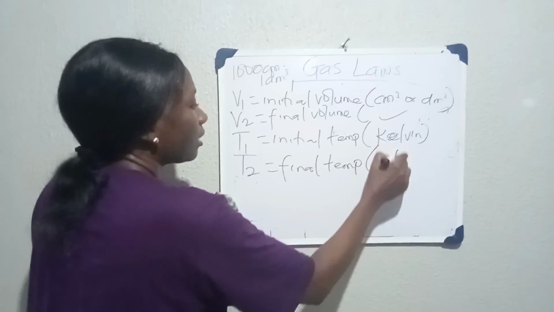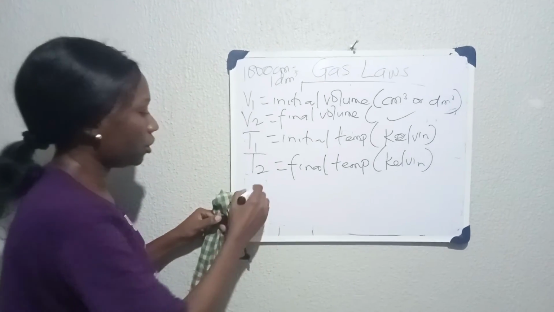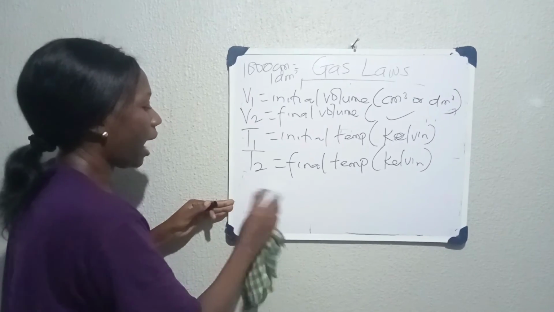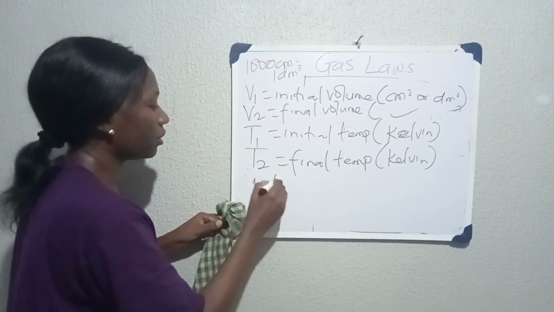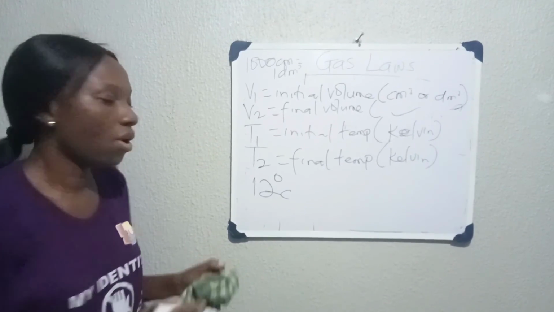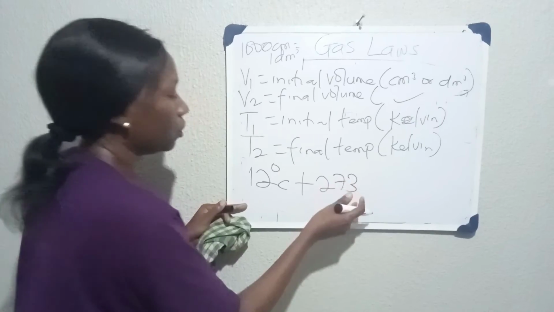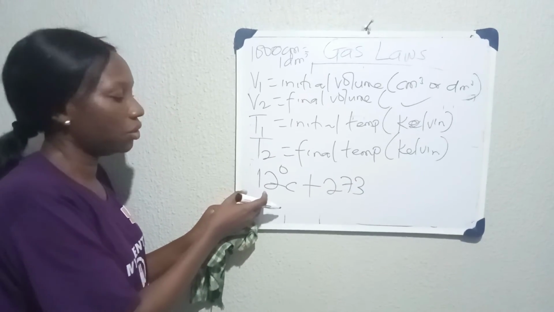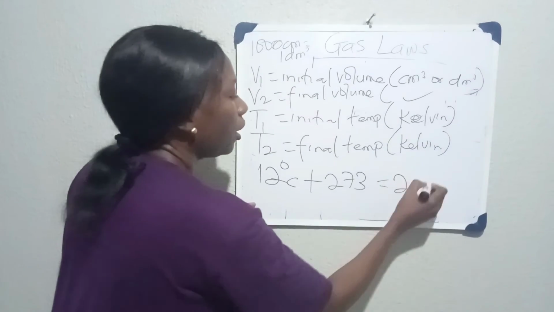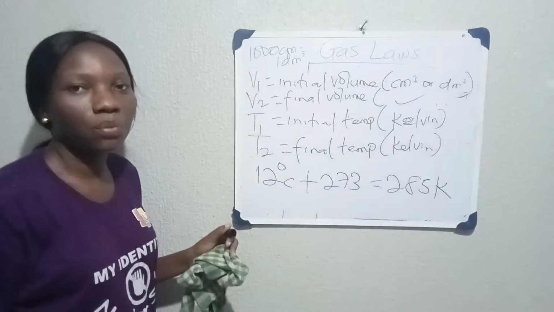So how do I convert from degrees Celsius to Kelvin? If I have a degree Celsius, let's say for example, I was given 12 degrees Celsius. How do I convert from 12 degrees Celsius to Kelvin? All I need to do is just add 273 to the original value that they gave to me. So if I add 273 to 12, what will I get? I will have 285 Kelvin. So I have converted straight like that to Kelvin.